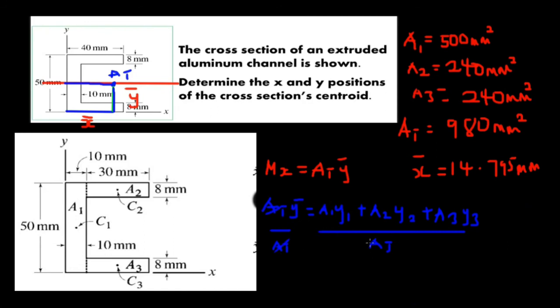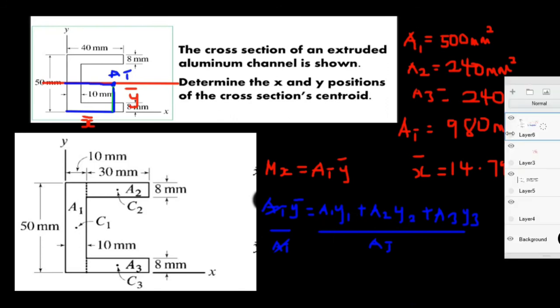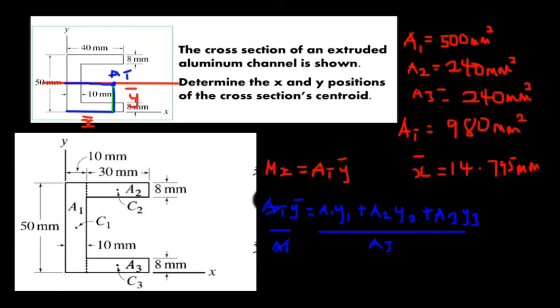So now what we need here is the y1, the y2, and the y3, since we already know the areas. So how am I going to locate y1? So y1 will be the shortest distance from area 1 to the x-axis. Okay, and that shortest distance will be the perpendicular distance. So the shortest distance from this center here to the x-axis, what will that be?